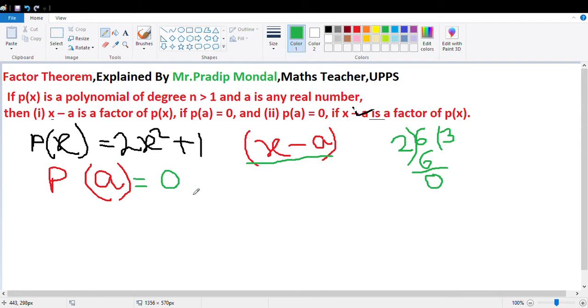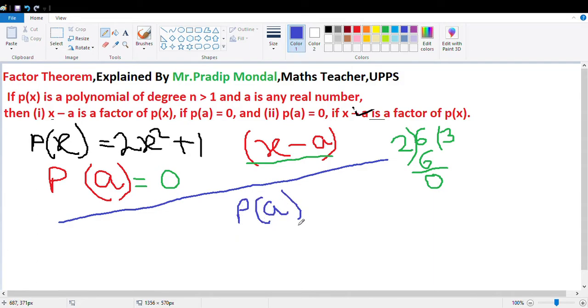So I have already shown that here. Now conversely, it is said that if p(a) equals 0, it is given at first, it is the second part, at first it is given that p(a) equals 0. Okay, the criterion is the same, p(x) is divided by x minus a. Now it is already given that p(a) equals 0.